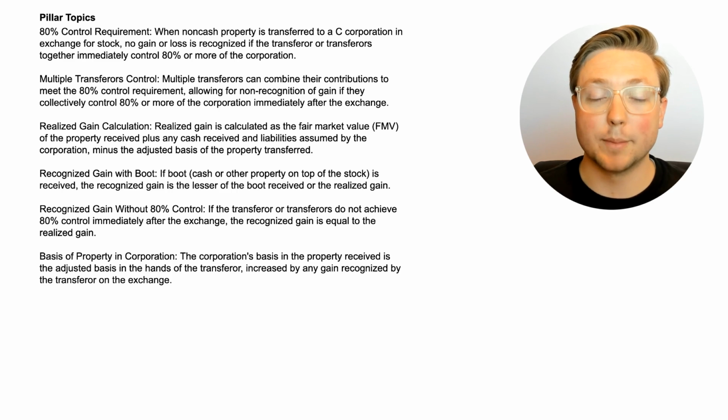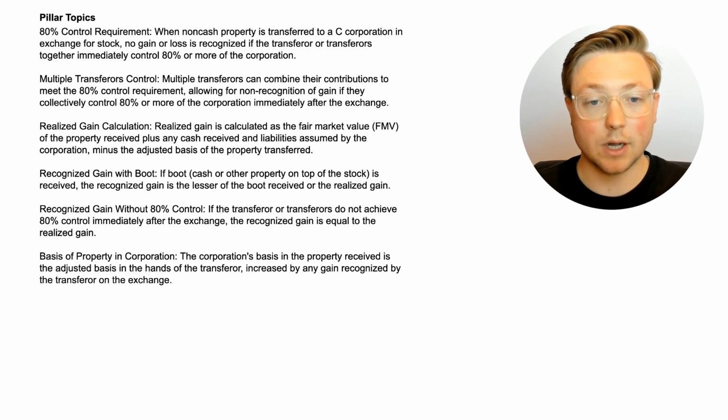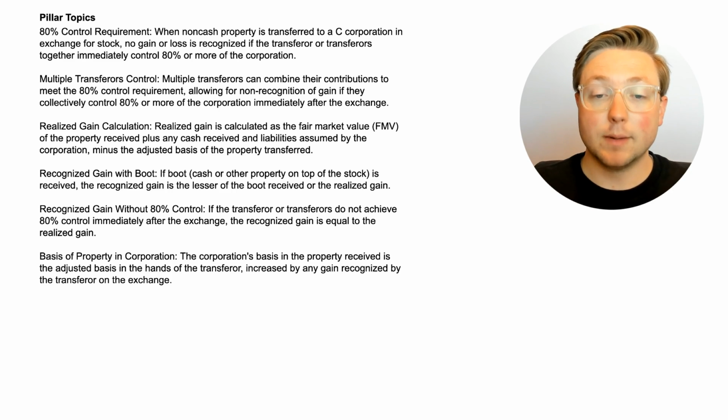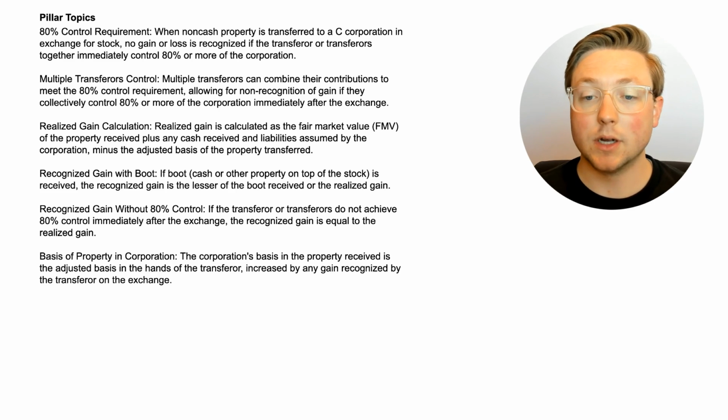Okay, here are the pillar topics. So first off, there is that 80% control requirement. When non-cash property is transferred to a C corporation in exchange for stock, and again, only for stock, no gain or loss is recognized if the transferor or transferors together immediately control 80% or more of the corporation. And that actually can apply with multiple transferors. Remember that multiple transferors can combine their contributions to meet the 80% control requirement, allowing for non-recognition of gain if they collectively control 80% or more of the corporation immediately after the exchange.